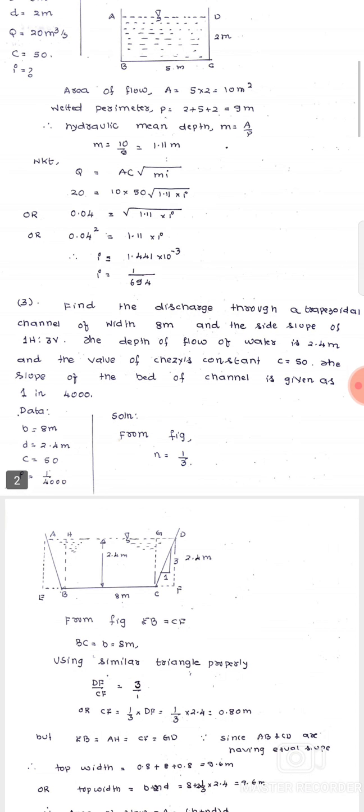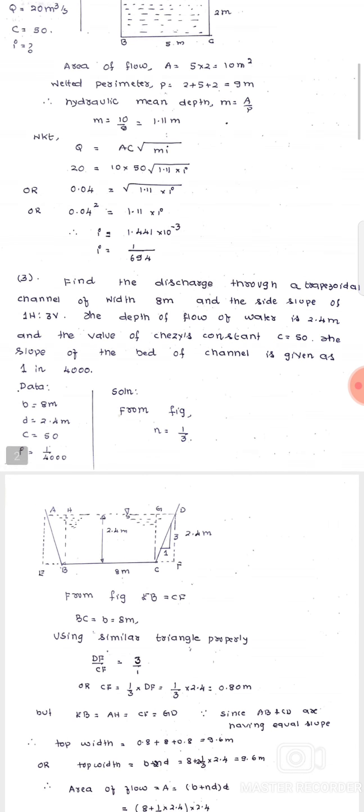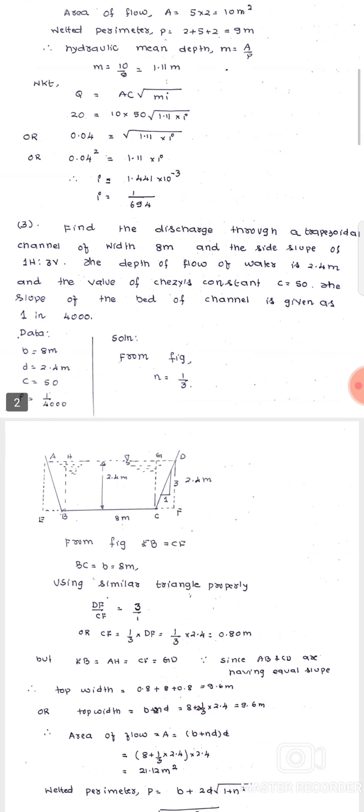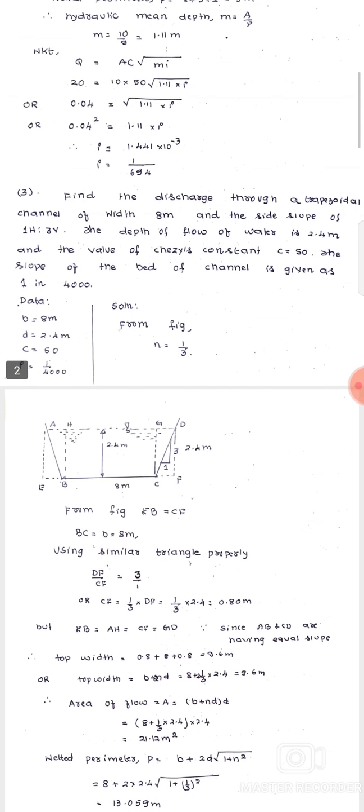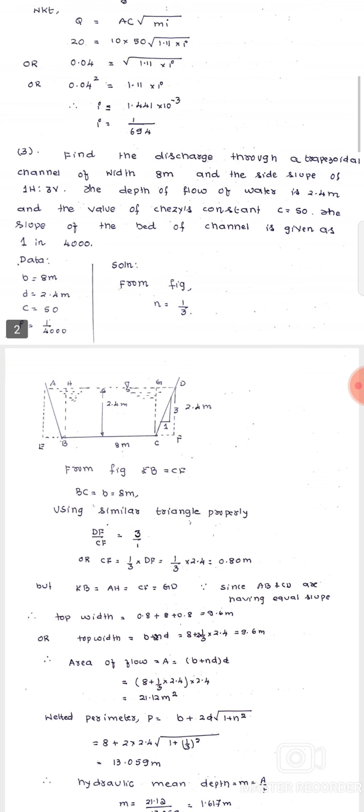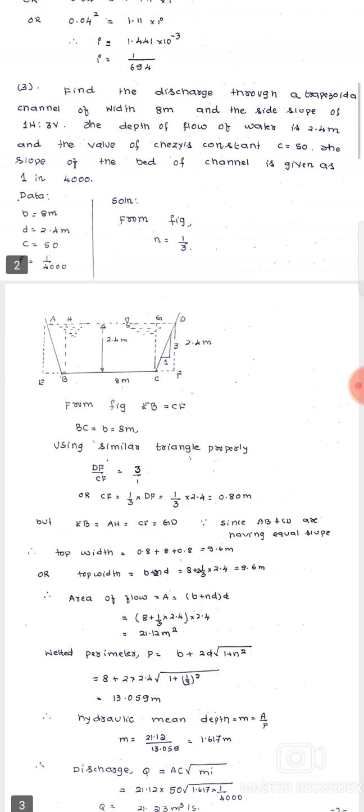In the third question, find the discharge through a trapezoidal channel. The previous two questions belong to the rectangular channel. Now the third question is: find the discharge through a trapezoidal channel of width 8 meter and side slope 1:3, 1 horizontal 3 vertical. The depth of flow of water is 2.4 meter and the value of Chezy's constant is 50. The slope of the bed of the channel is given as 1 in 4000, that is 1 by 4000.